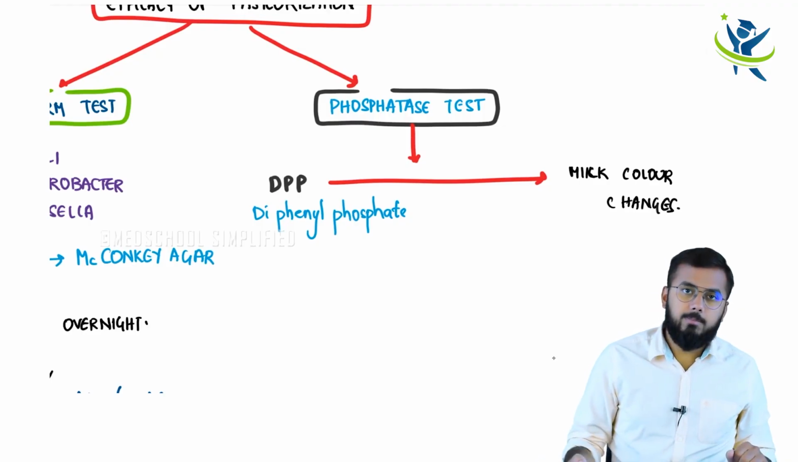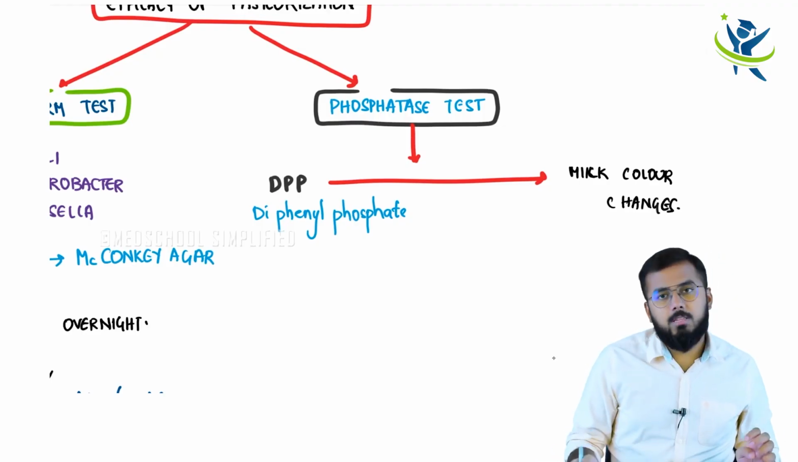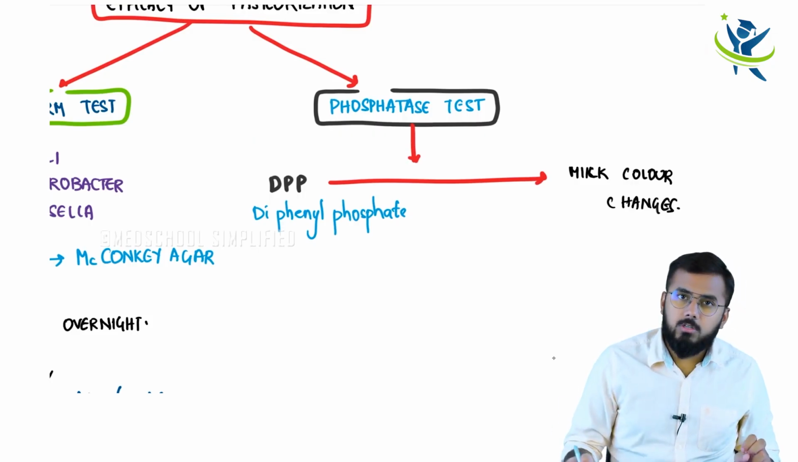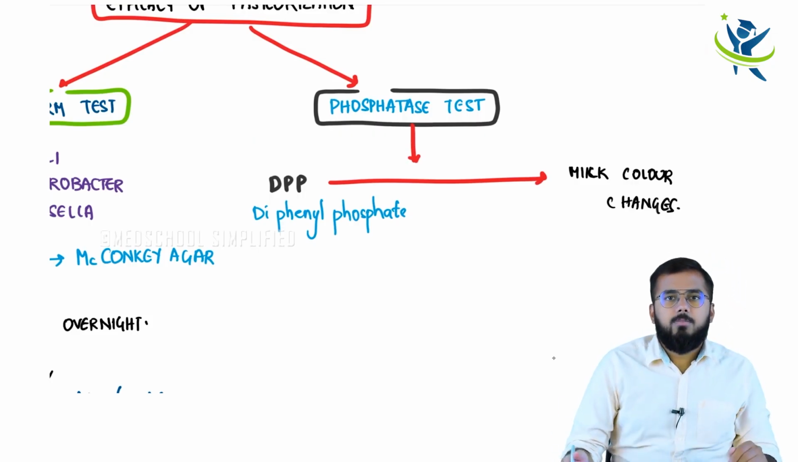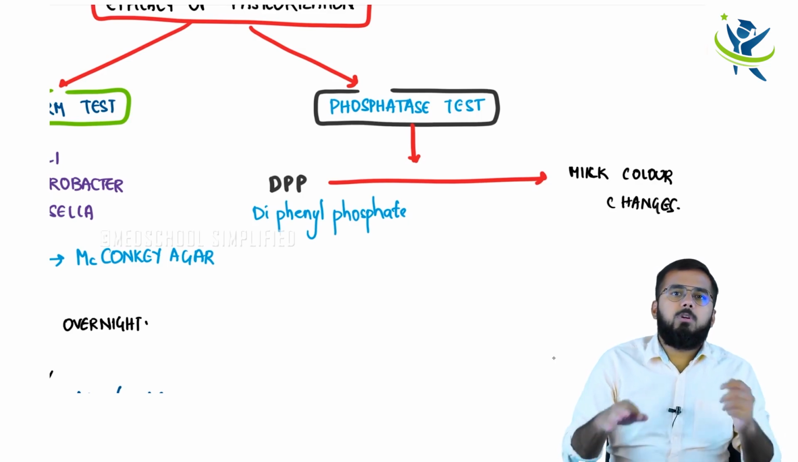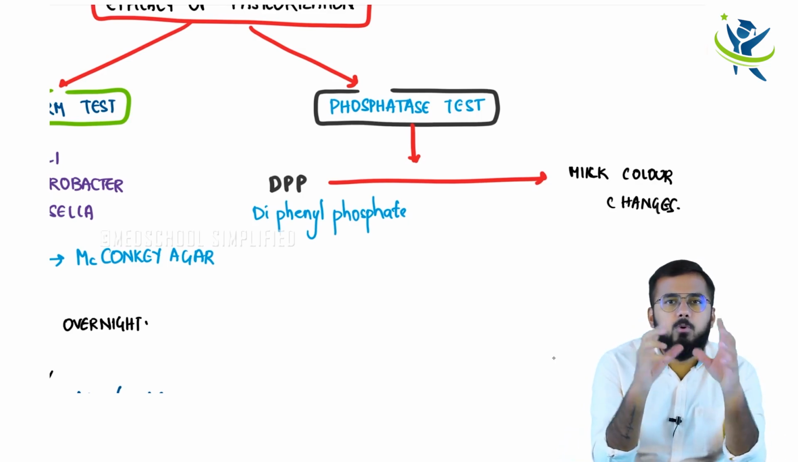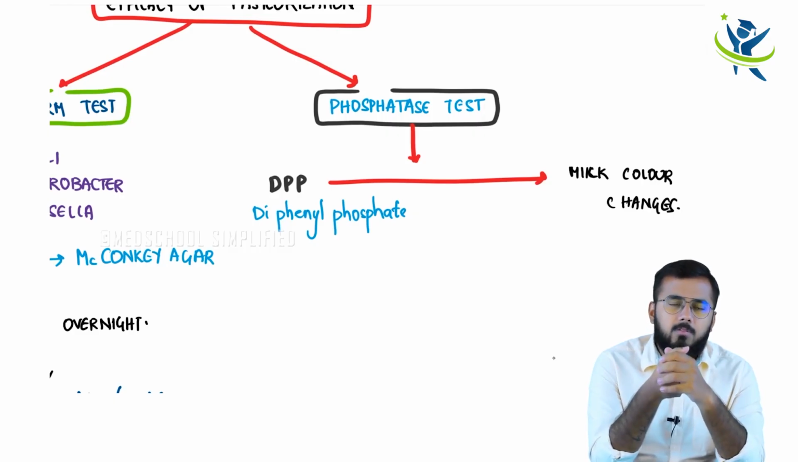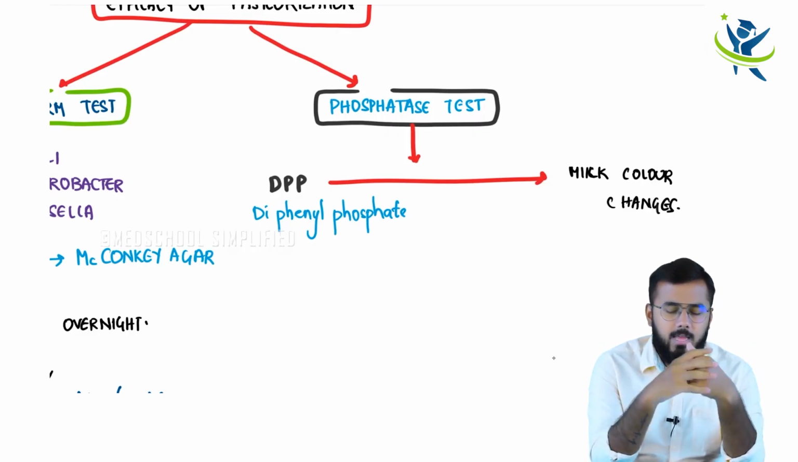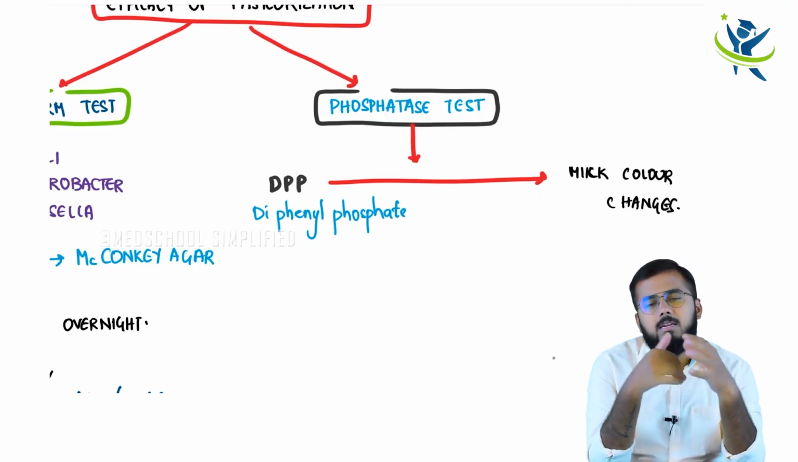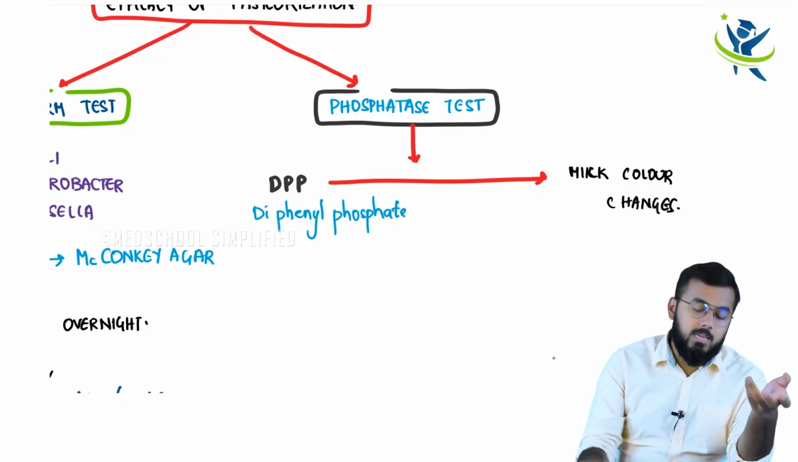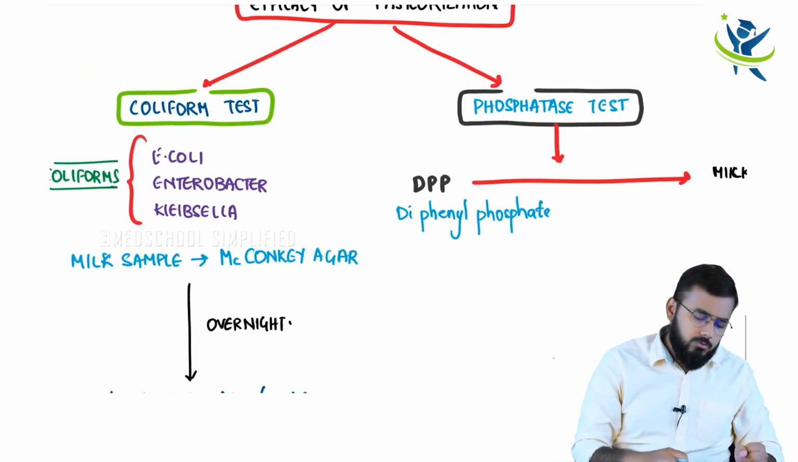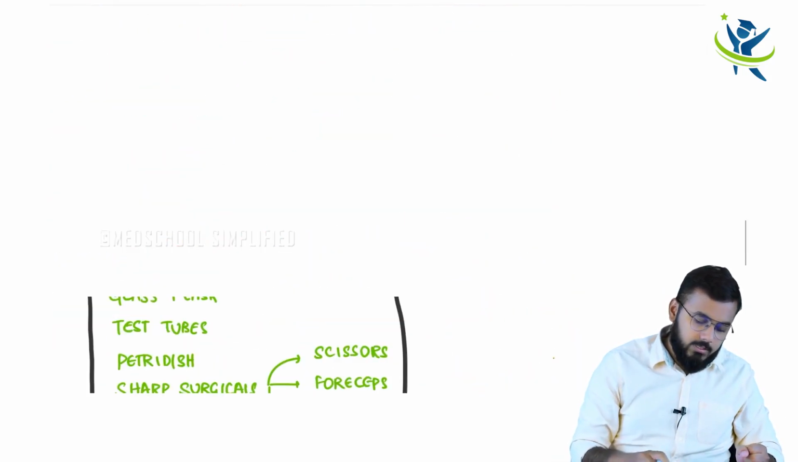Milk color changes. But if I am pasteurizing the milk, what will happen is that this phosphatase enzyme is lost, right? It is denatured. Enzymes are made up of proteins, right? So because of this high heat, the proteins are damaged and the enzyme is denatured. So what will happen when the enzyme is denatured? Even after adding diphenyl phosphate, the milk color doesn't change. So even by this, I can prove that the pasteurization techniques are working. Clear? Right. So we have discussed, guys, right?